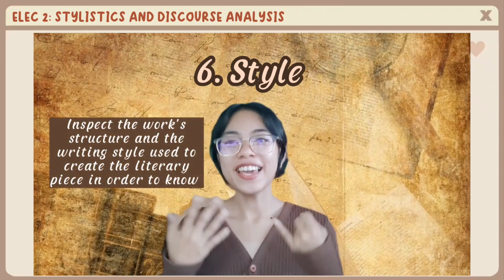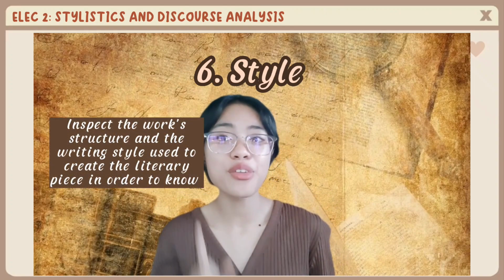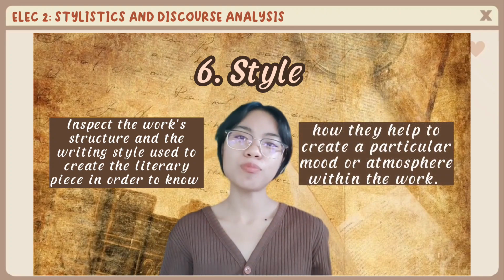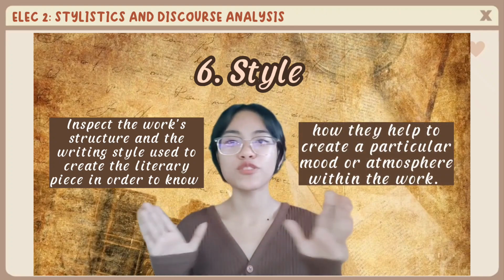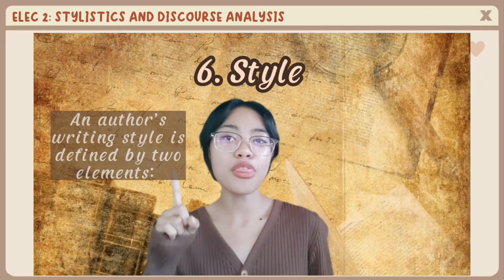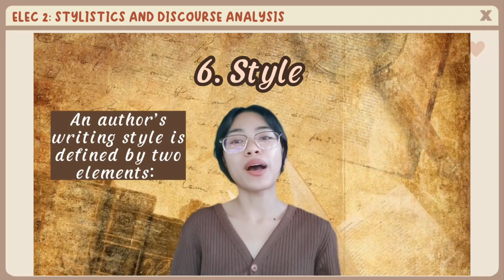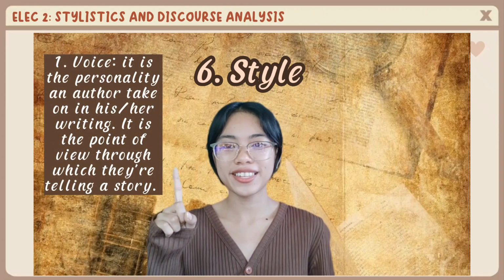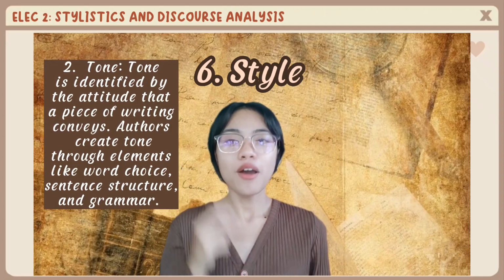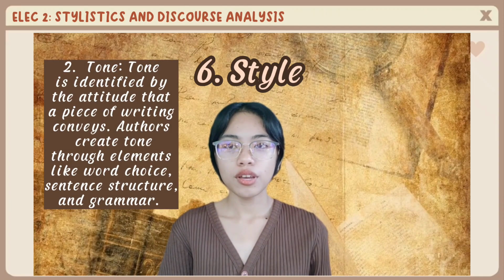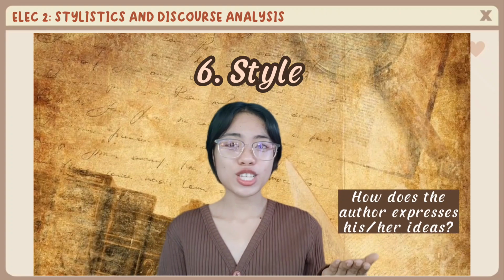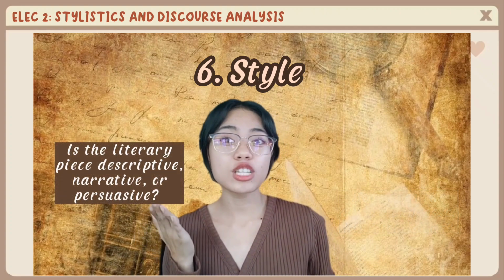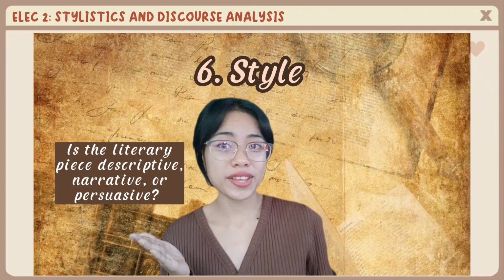Number 6. Inspect the work's structure and the writing style used to create the literary piece in order to know how they help to create a particular mood or atmosphere within the work. An author's writing style is defined by 2 elements. First, the voice. Number 2, tone. How does the author express his or her ideas? Is the literary piece descriptive, narrative, or persuasive?